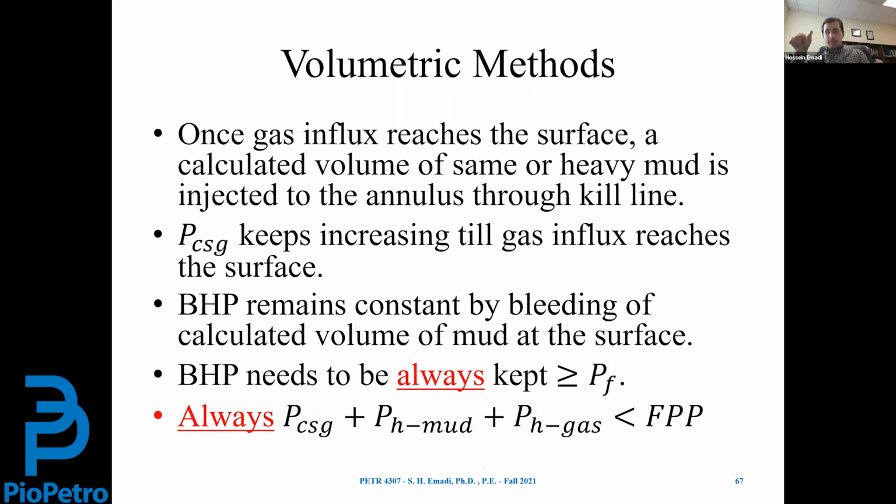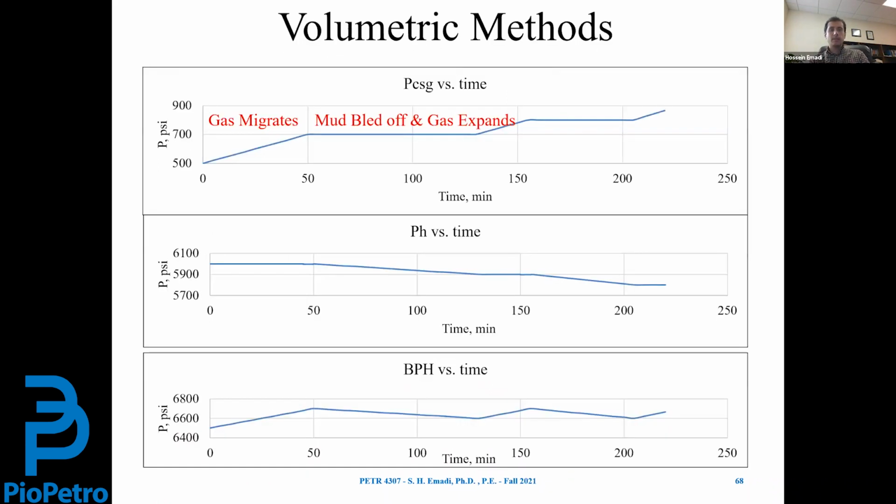And how we maintain the bottom wall pressure constant by bleeding, calculate the volume of mud. And bottom wall pressure always above formation pressure. So let's look at the casing pressure, hydrostatic pressure inside the annulus, and also bottom wall pressure as we implement the volumetric method.